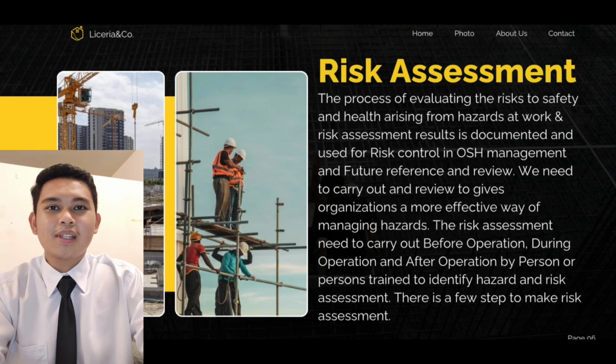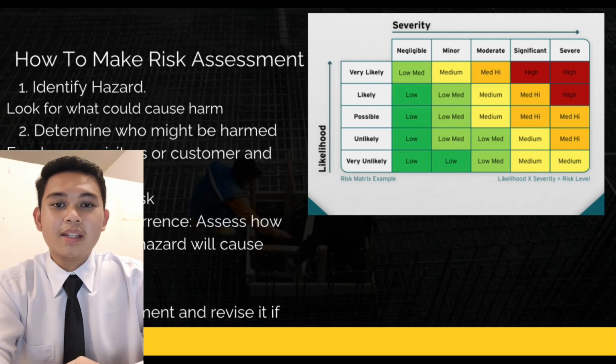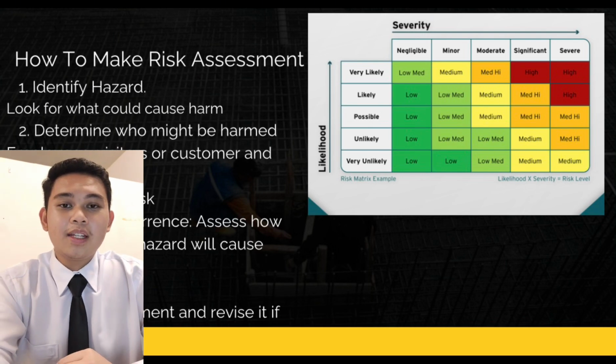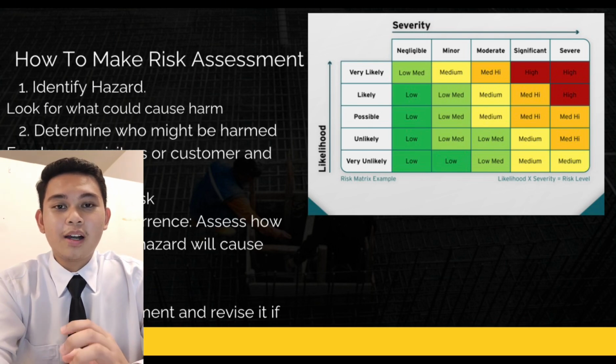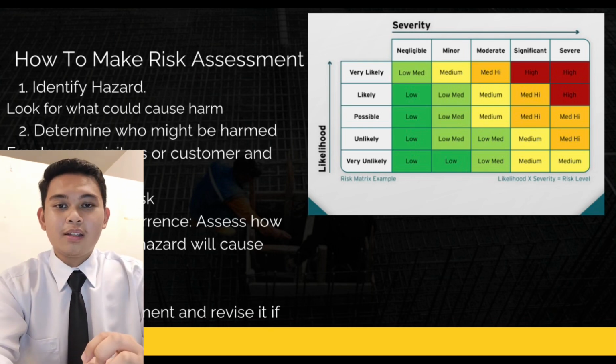There are a few steps to make a risk assessment. Firstly, we need to identify hazards. Secondly, we need to determine who might be harmed. Third, we need to evaluate the risk. Fourth, we need to record the findings. And the last one, review the assessment and revise it if necessary.